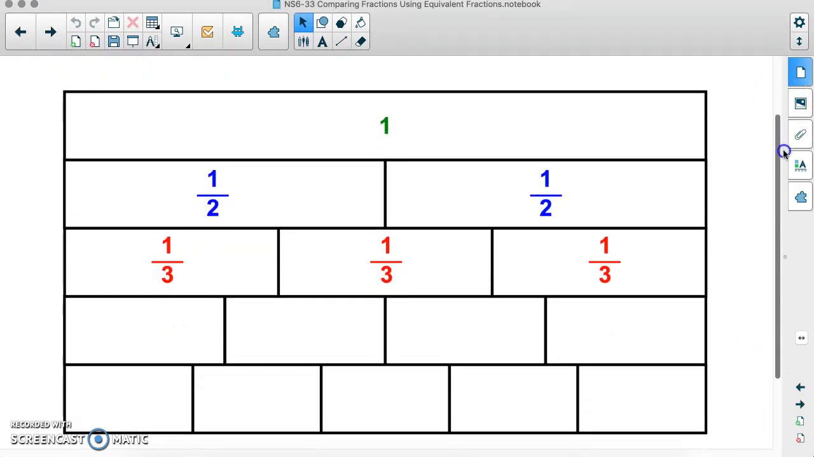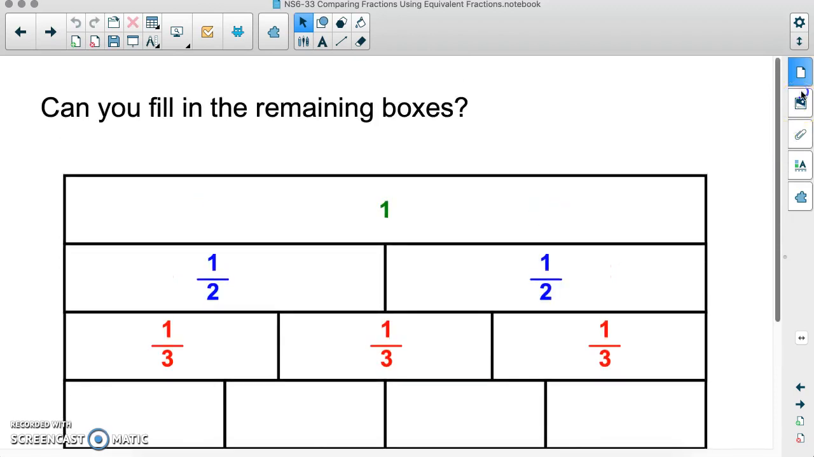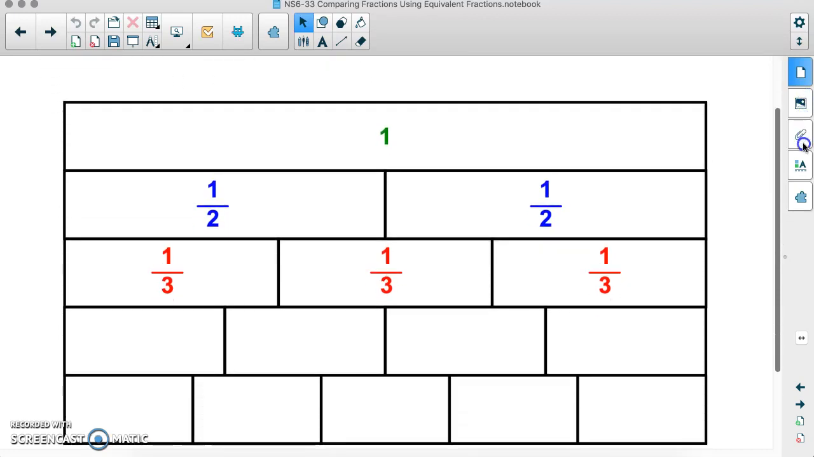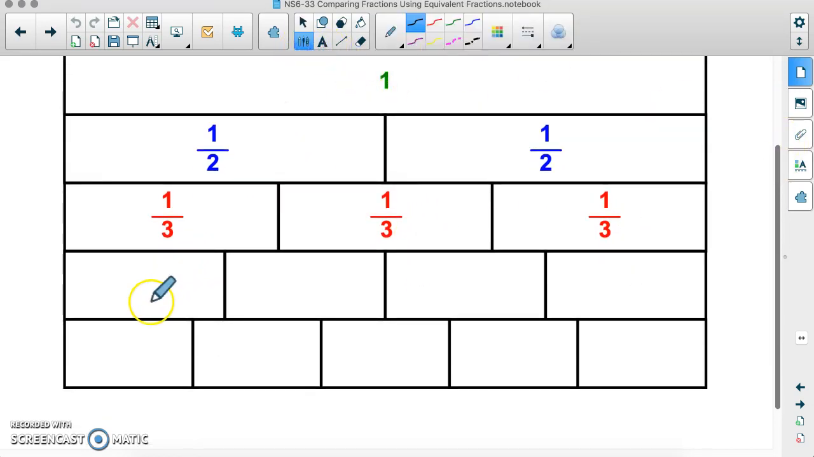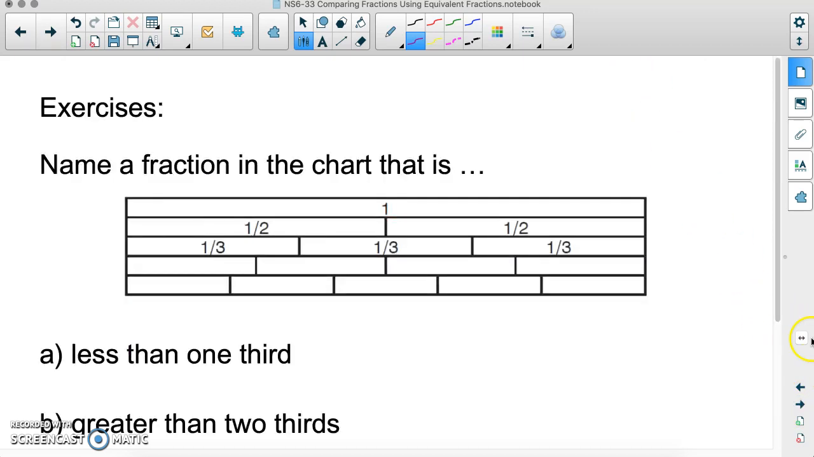So here's an example of fraction tiles. Can you fill in the remaining boxes and demonstrate how these are equal? We know 1 whole is equal to 2 halves. That is equal to 3/3. The next one, if we were filling this in, would be 1/4 all the way across here. And then the next row would be 1/5. These fraction tiles will help you compare fractions.